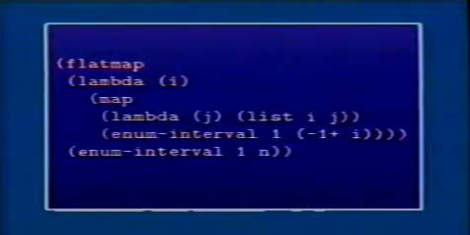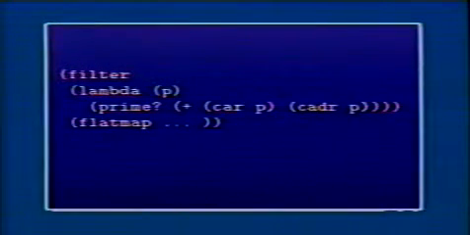Right, so we map along the interval, generating the pairs. And for each i, that generates a stream of pairs. And we flat map it. Now we have all the pairs i and j, such that j is less than i. So that builds that. Now we've got to test them.